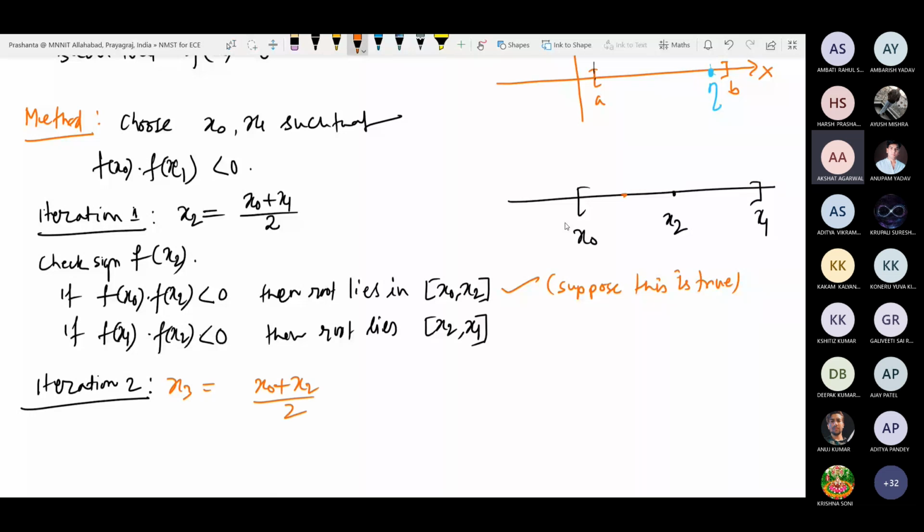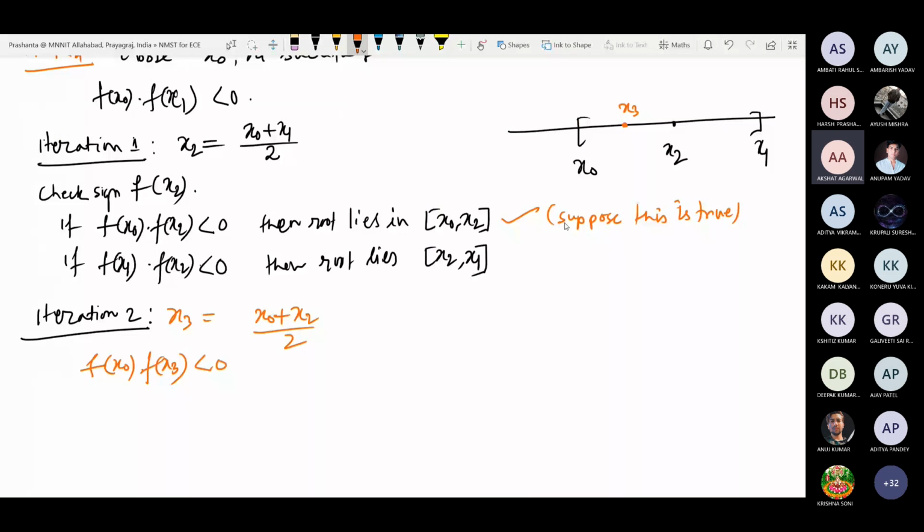Now you will check again the sign of f of x0 into f of x3. If that is less than 0, then the root will lie between x0 and x3. Otherwise, the root will be lying in x3 to x2. And you will keep on doing it until you get the solution with desired accuracy. Now, what is desired accuracy? I will be explaining that in a few moments.